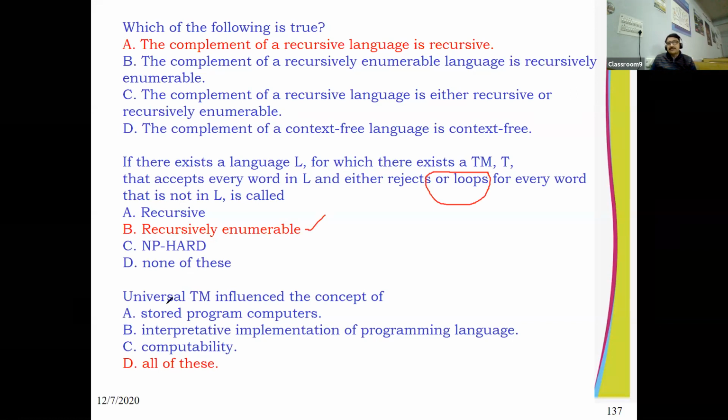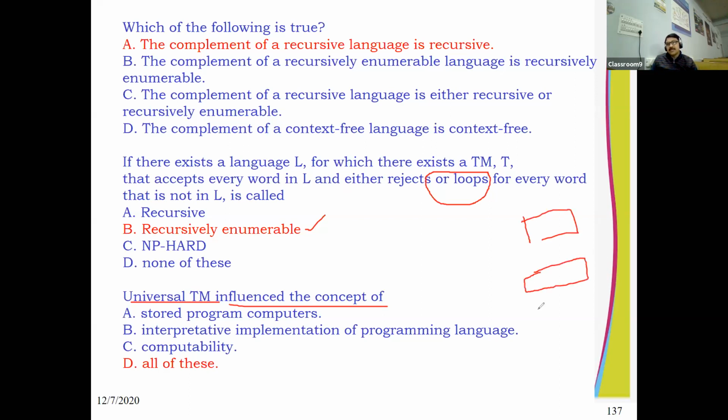Another one is related with the universal Turing machine. In case of the universal Turing machine, we use three different tapes. One stores the program, another one stores the inputs, another one stores the states. Description, states, and program. So universal Turing machine consists of these three tapes. I already discussed this at the time of discussing the universal Turing machine, UTM.